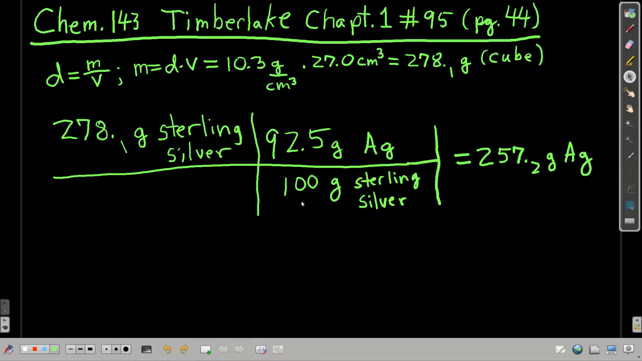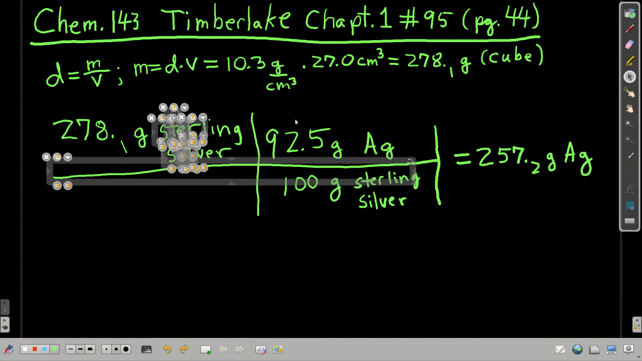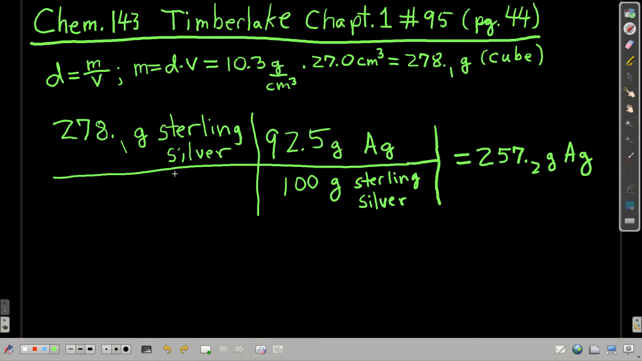Now that we know how much the cube weighs, 278.1 grams of sterling silver, we can find out how many grams of that is actually pure silver, using the mass percent of silver in sterling silver, which they give us: 92.5%. What that means, 92.5% by mass, is that for every 100 grams of sterling silver, there are 92.5 grams of pure silver. These cancel, and we figure out that there are 257.2 grams of pure silver in that cube.